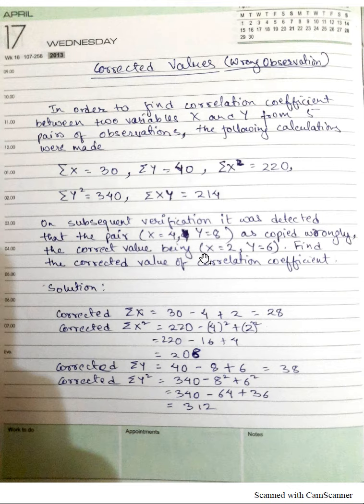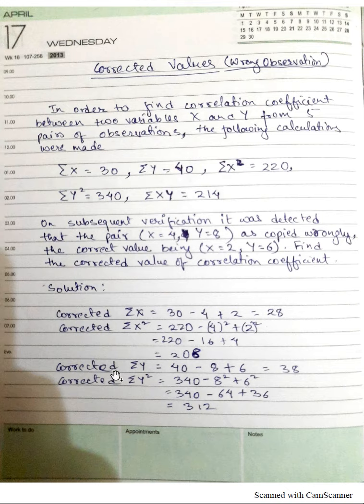So while calculating summation x square, one of the values taken of x was 4 square. So we subtract 4 square from the entire value. Summation x square is given as 220. The corrected value is 220 minus the wrong value, that is 4 square, plus the correct value, that is 2 square. This will give you the corrected summation x square, which is equal to 220 minus 16 plus 4.